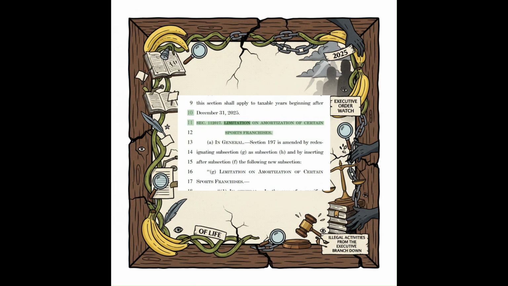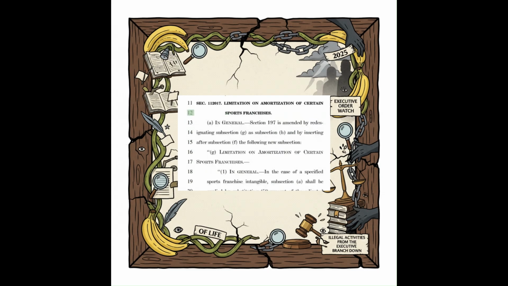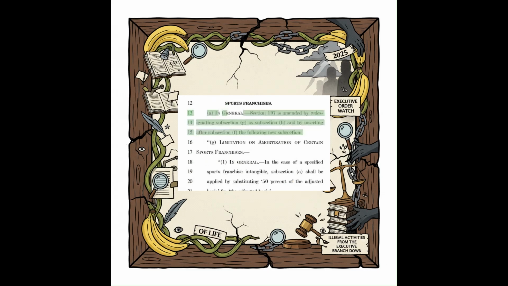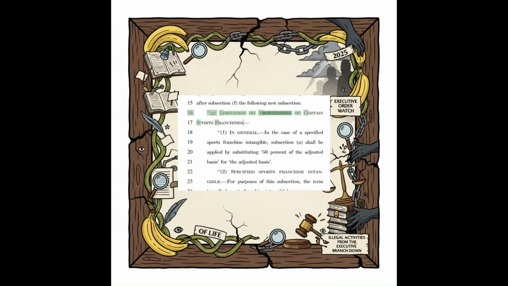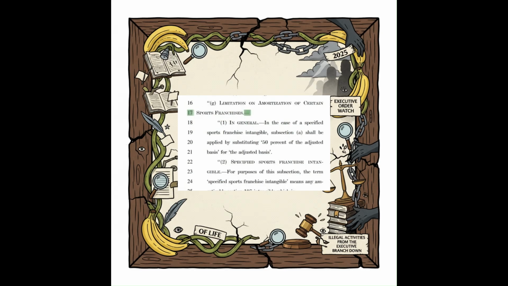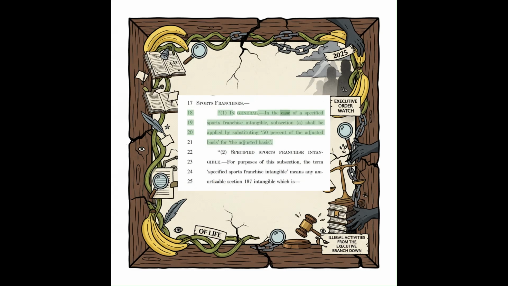Sec. 112017. Limitation on amortization of certain sports franchises. Section 197 is amended by redesignating subsection as subsection and by inserting after subsection the following new subsection: Limitation on amortization of certain sports franchises. In general. In the case of a specified sports franchise intangible, subsection shall be applied by substituting 50% of the adjusted basis for the adjusted basis.